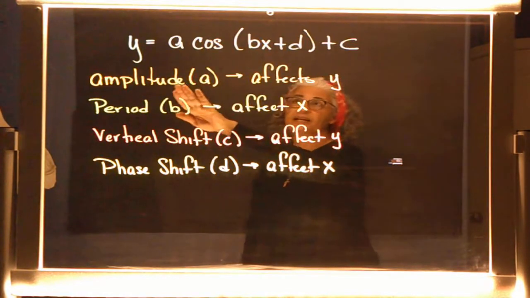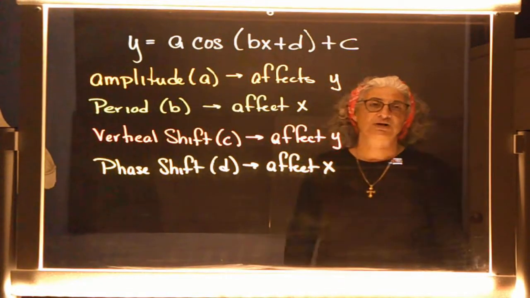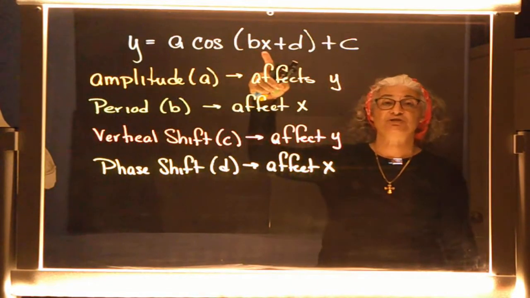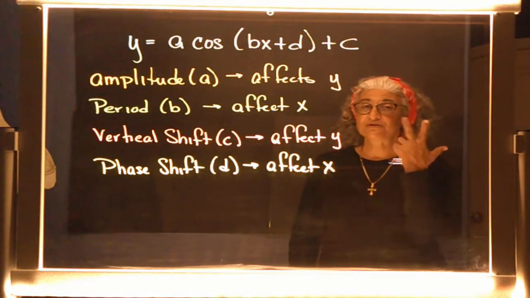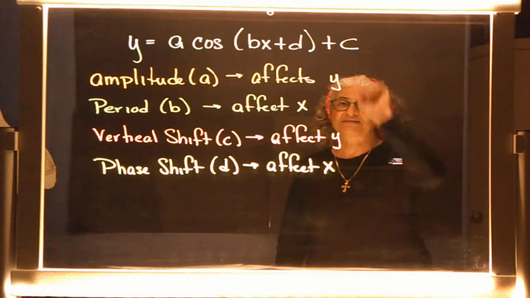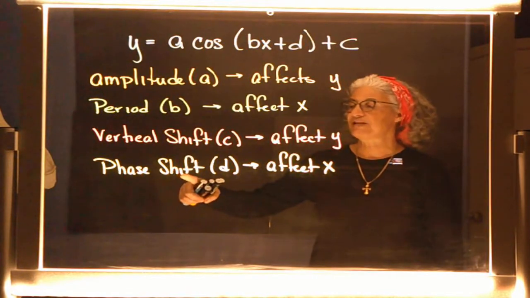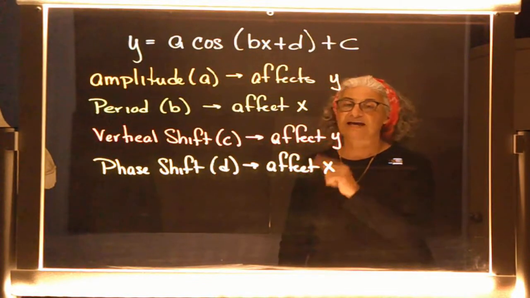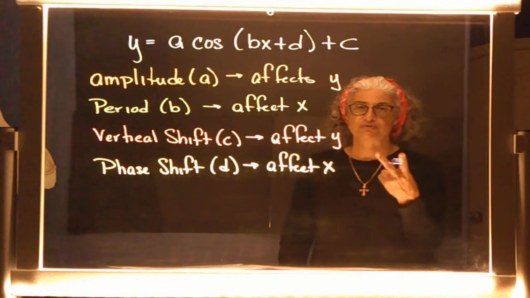First thing we dealt with was the amplitude. That was the coefficient of the trig function. It affects your y's. The second thing we dealt with was the period. That was the coefficient of the x. That affected the x's. The third thing we dealt with was the vertical shift. That was this number outside of the x's. It affected the y's. And last but not least, we dealt with the phase shift, which was located inside the parentheses. That affects x also. So 2 variables affect x, 2 variables affect y.